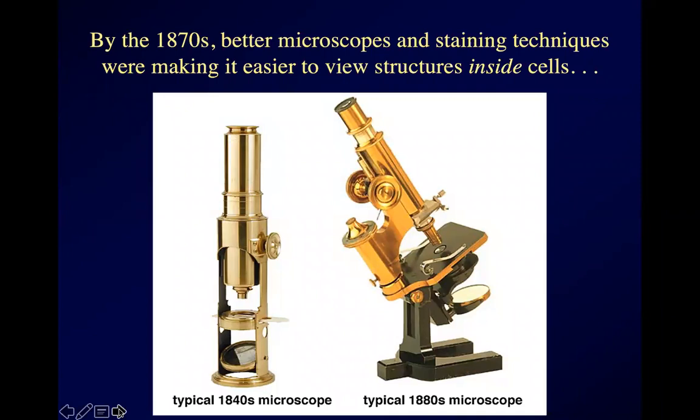Jump to the 1870s, and microscopes have gotten a lot better. That 1840s microscope is not very good. That 1880s microscope is about as good as anything we can make now. Microscopes by this time are starting to run up against the physical limits of what you can do with light. And this was making it easier to see structures inside cells.